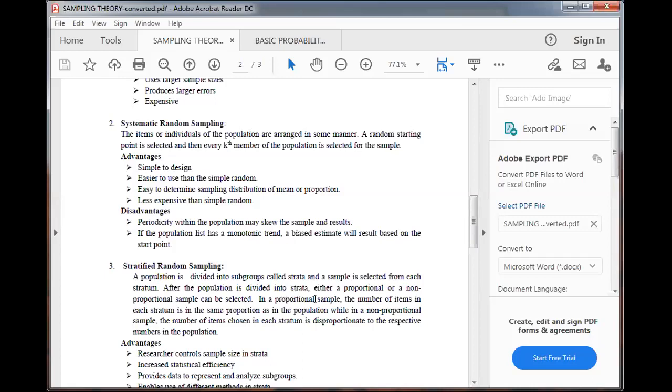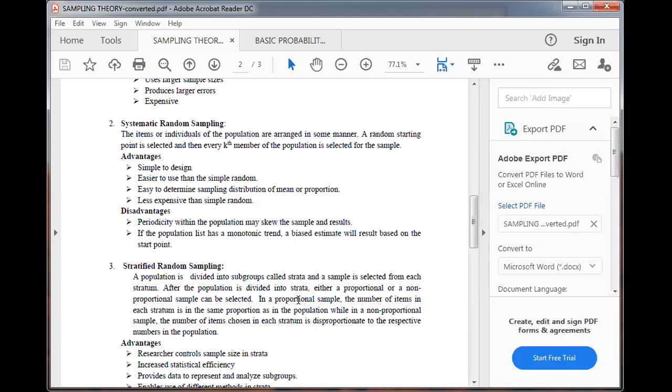When doing that, we can employ what we call proportional sample or non-proportional sample. Once you have identified the strata, each and every stratum has elements which have the same characteristic. In this case, they have the same tribe. Once you have put them aside like that, then you can employ either proportional or non-proportional.